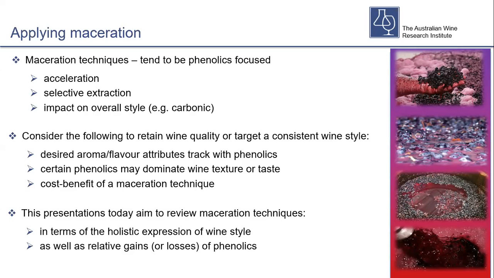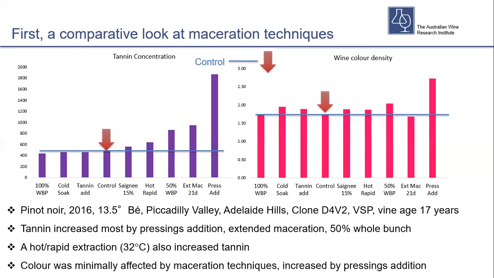So as I mentioned earlier, today's presentation will aim to review some maceration techniques we've done at the Institute and in collaboration with other researchers, and look at holistic expression of wine style, and then also look at the relative gains or losses of phenolics when we apply certain maceration techniques. So first, to look comparatively at running a series of maceration techniques side by side, there was a series of 3 vintages done at the AWRI through the leadership of Consimos.